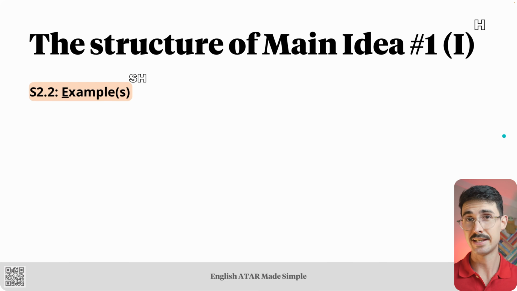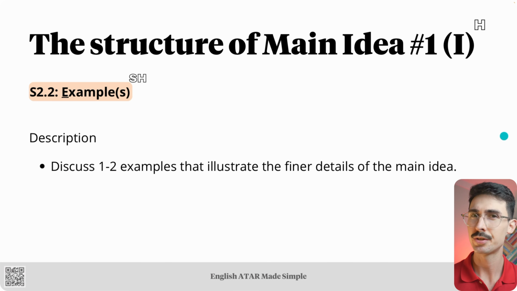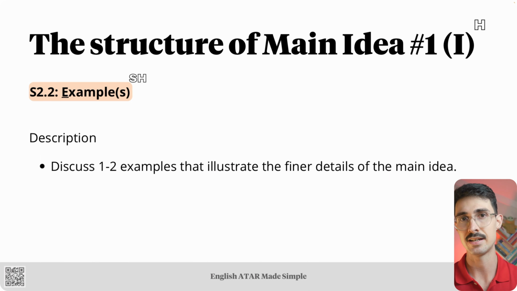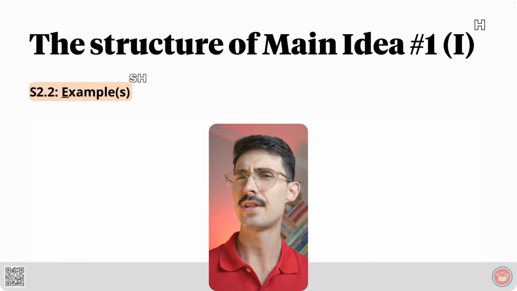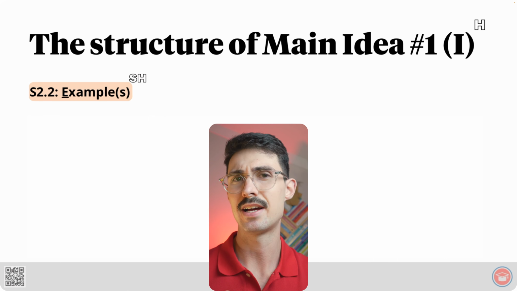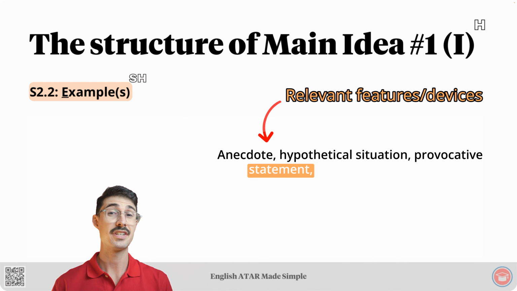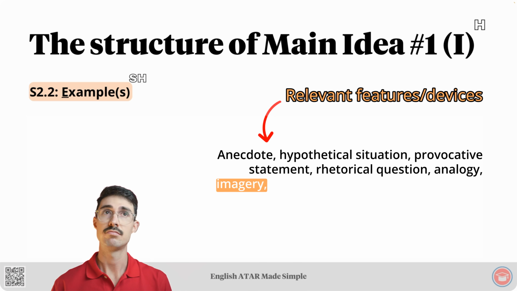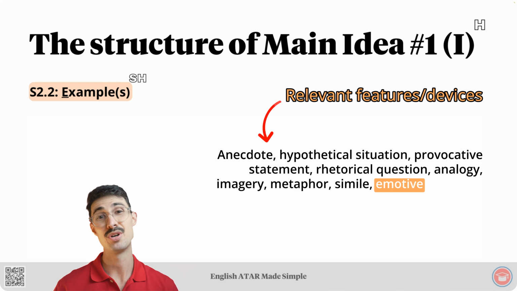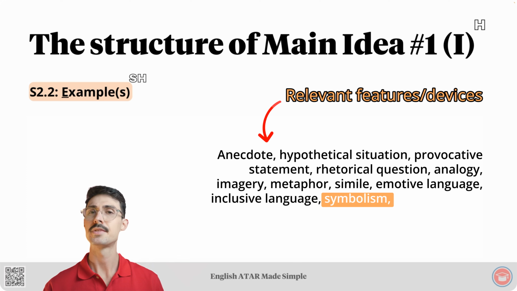In this subsection, you discuss 1 to 2 examples that illustrate the finer details of the main idea for this section. As you do that, consider using the following devices or techniques: anecdote, hypothetical situation, provocative statement, rhetorical question, analogy, imagery, metaphor, simile, emotive language, inclusive language, symbolism, onomatopoeia.